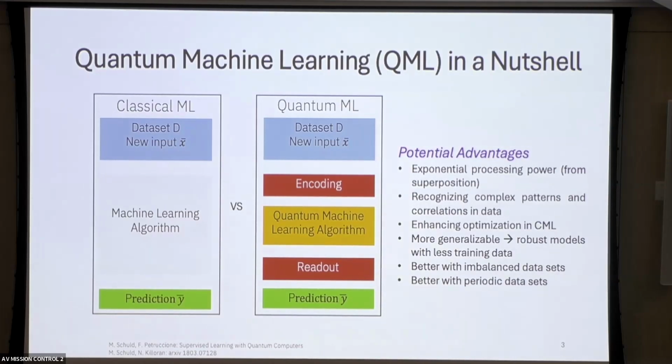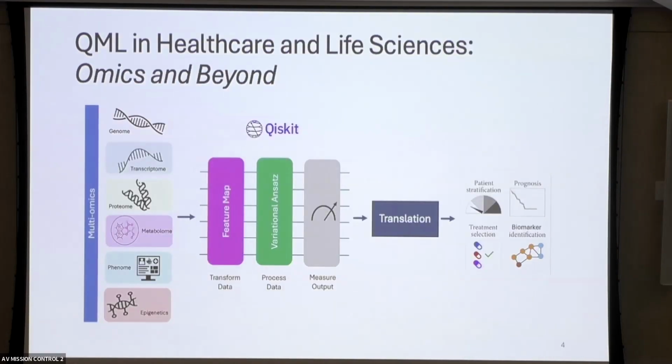There are other areas where there could be advantage, such as enhancing optimization in classical machine learning alone. If you just use it to optimize your classical machine learning algorithm, there's a possibility that it could be more generalizable, meaning that you could create more robust models with less training data. A couple other possible advantages are the ability to deal better with imbalanced data sets, as well as natively being able to handle periodic data sets better. And that makes sense, right? Because this is all based on quantum mechanics, and quantum mechanics is the language of waves, right? So periodic data is definitely an area where these algorithms do pretty well, and it's something we've seen in our work so far. So with that in mind, of course, where can you actually apply this stuff?